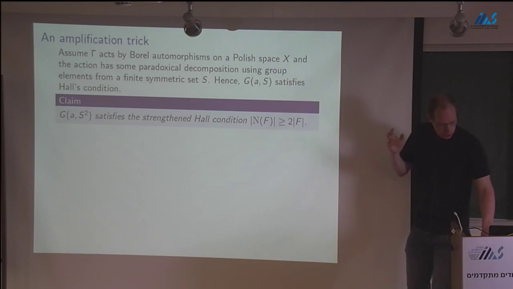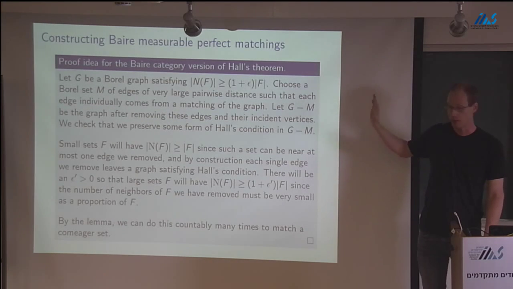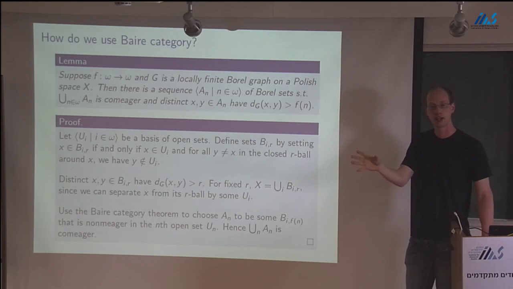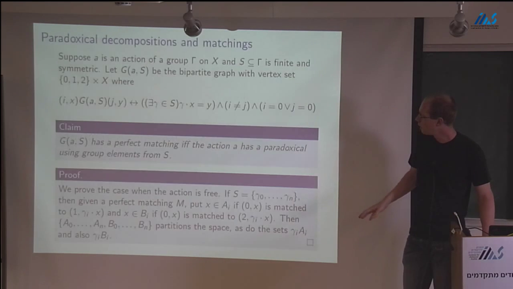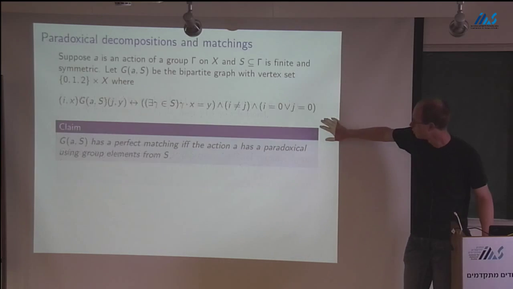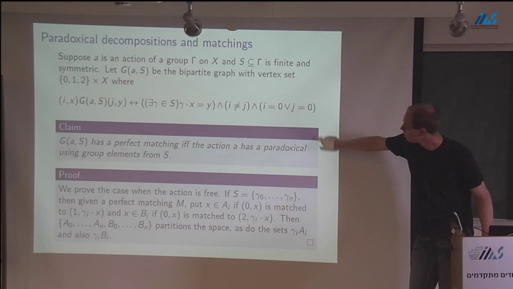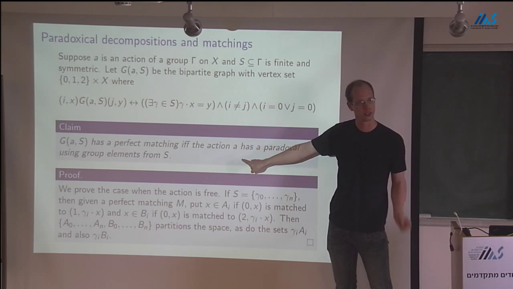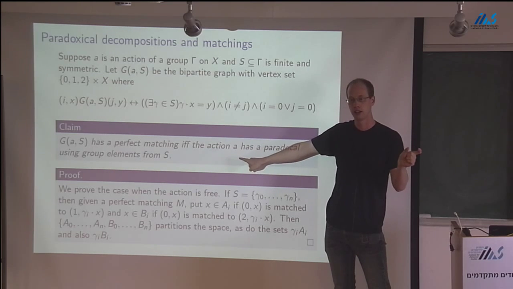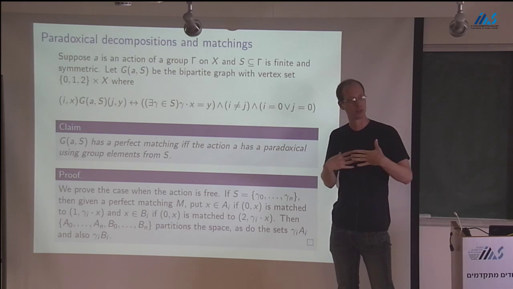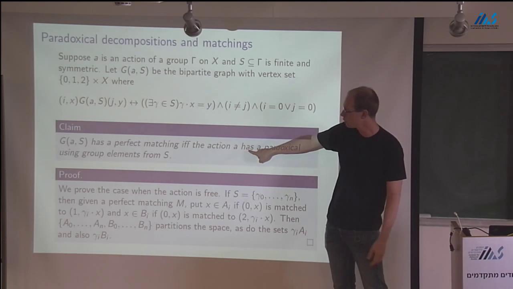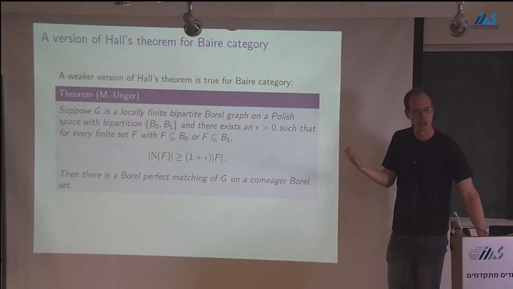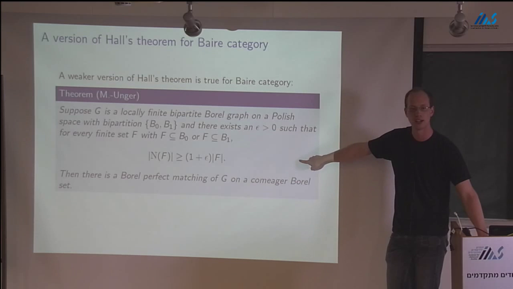Okay. There's a problem, though. So here's the Borel version, or the Baire category version of Hall's theorem. And what we want to say is, well, look, there's a paradoxical decomposition of the action, so I can find this associated graph that has a perfect matching. So abstractly, I want to say, suppose the action's paradoxical. I can find this graph. This graph is nicely definable, right, because the action is on a finite set. And it has a perfect matching. And now I want a perfect matching with the Baire property. But the existence of a perfect matching here doesn't give me this strengthened version that I need. I know there's a perfect matching, so sets of neighbors are at least as large as F, but I need to somehow magically gain an epsilon.